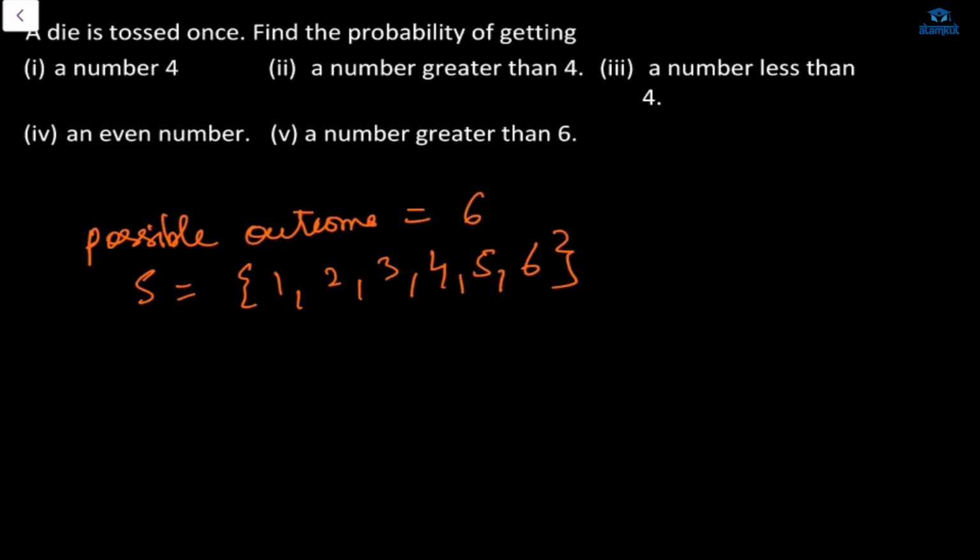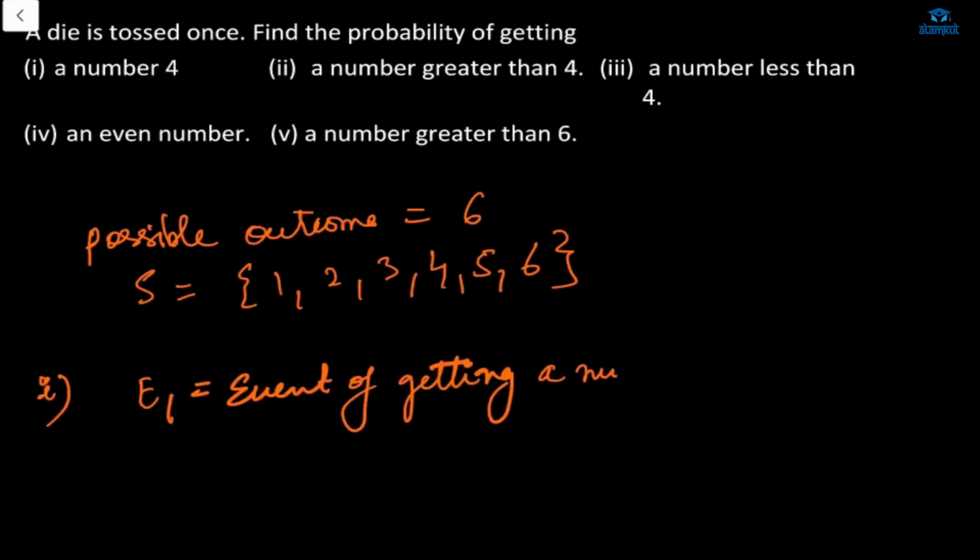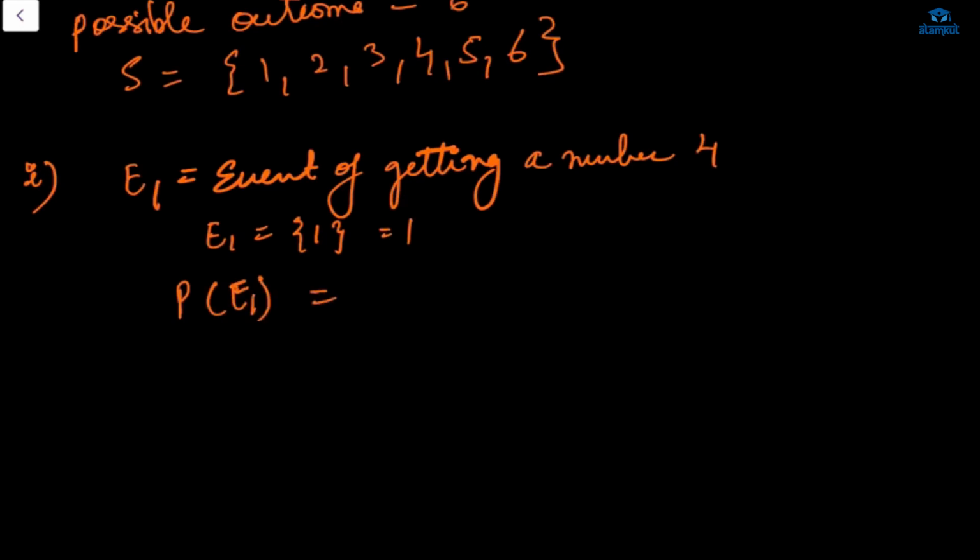Now we'll go for the first condition. What does the first one say? A number 4. Only a number 4, so it can come one time from the sample space. So if you see E1, the event of getting a number 4, E1 is equal to, in the sample space you'll be having 1 value. So what will be the probability of getting E1? It will be E1 upon S, that is 1 upon 6. Understood? Any doubt in this, Sophia?